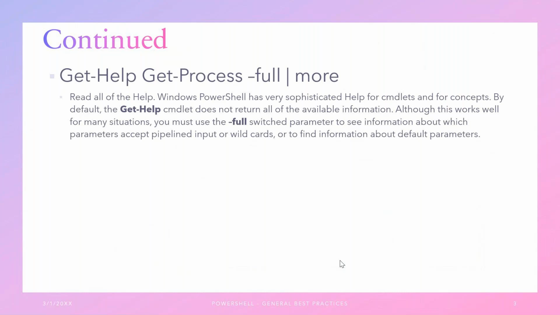We have a lot of parameters, right? Hyphen full, example, detailed, a lot of parameters are available on the Get-Help cmdlet. So if you need all the information, like what parameters are available on Get-Process, and what data types are associated with the parameters, all those details you can get from Get-Help with the hyphen full parameter.